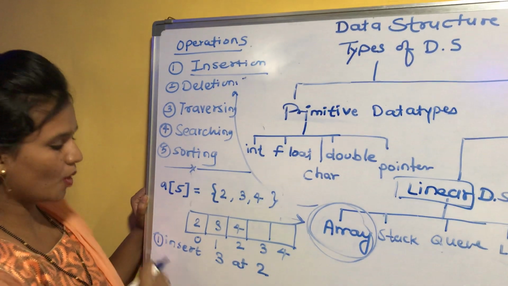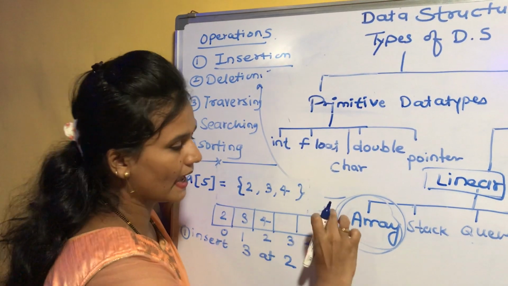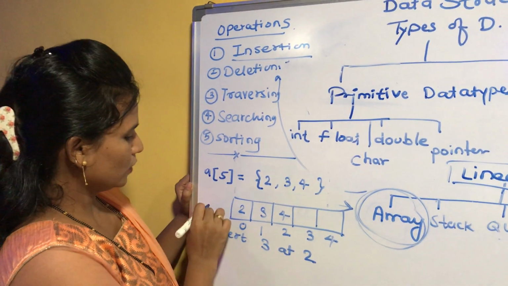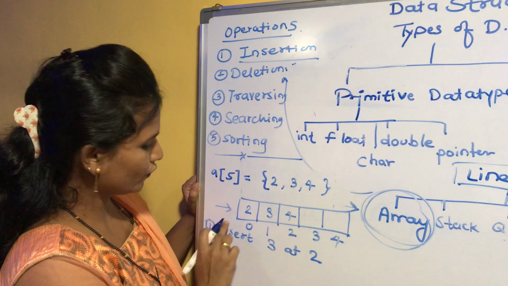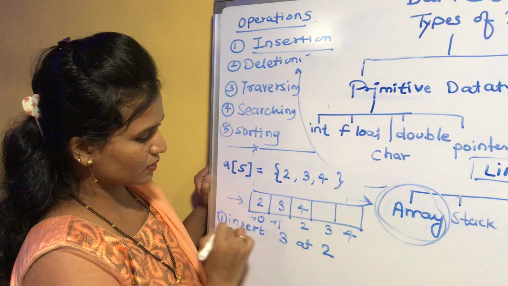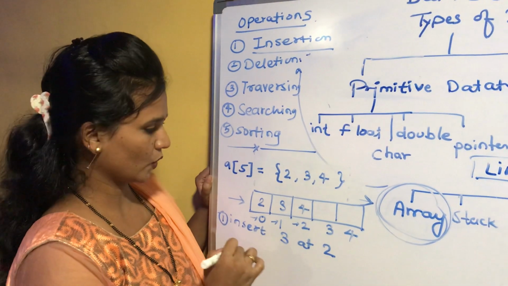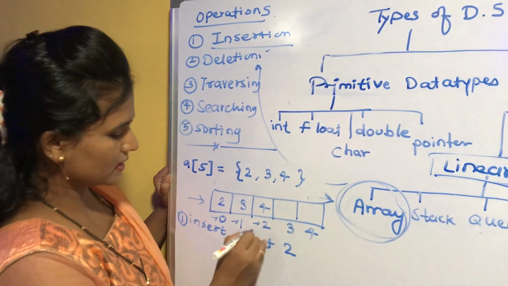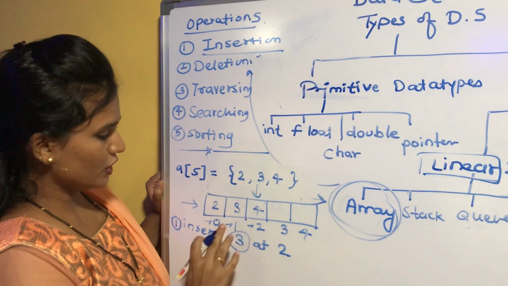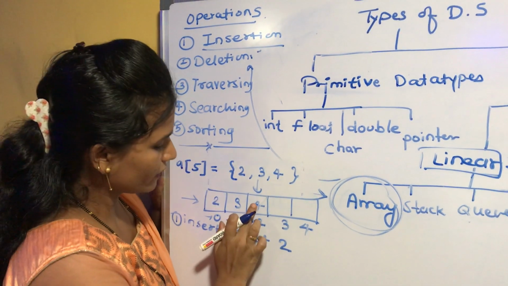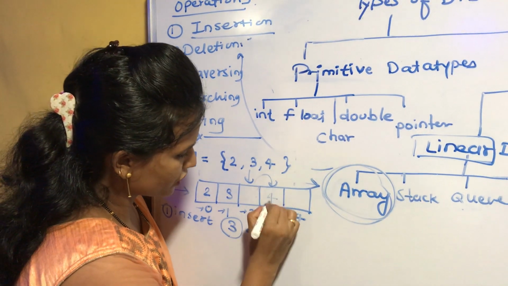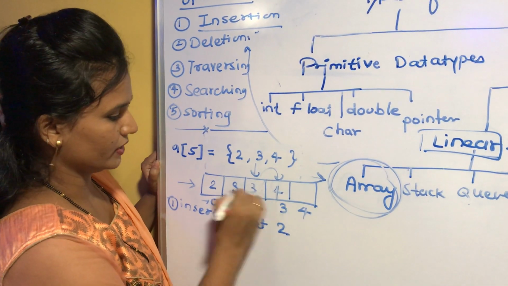Now I am performing insertion operation on this array. Insert 3 at location 2. So we will go through this array and look for the location 2. This is 0th position, this is first position, this is second position. Now suppose we want to insert 3 at this position, but it is already occupied. So what we can do here? We need not delete that number. We will shift that 4 into this position, and then I will insert 3 here.